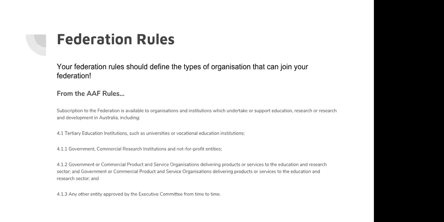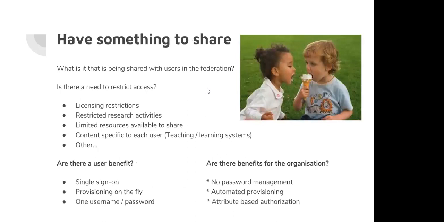So Rule 4.1.2 really comes into play here for us, in that it's around a service being of value to the education and research sector. And that's a fairly broad definition that allows many types of services in. And finally, anything else that's approved by our executive committee from time to time. So occasionally something will fall through the cracks that we need an executive decision on.